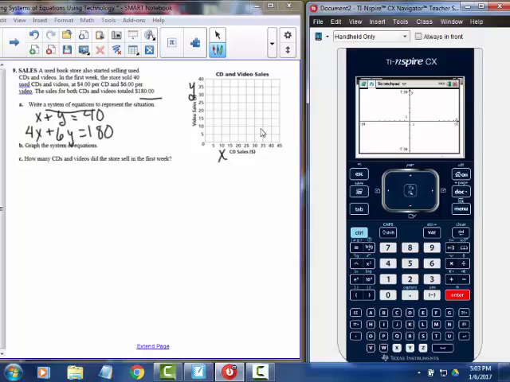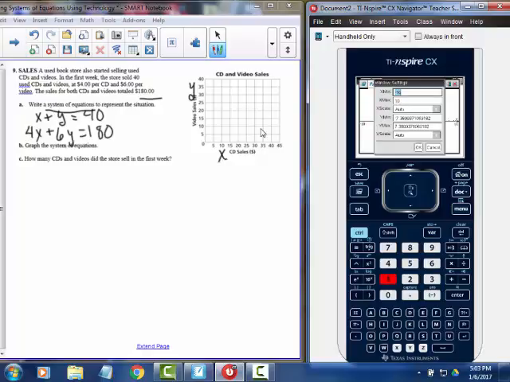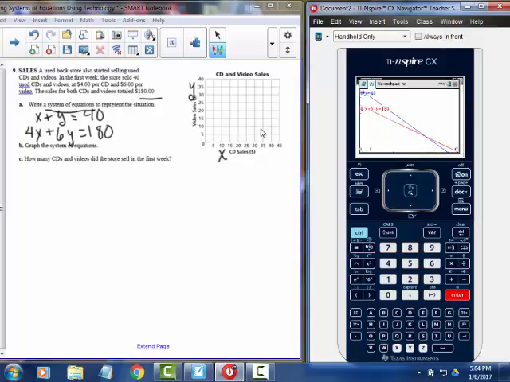Okay. Now we know we have to change the window. If you look here, our window goes from 0 to 40, and we're counting by fives, and same there. So we hit menu 4, menu 4 and 1 to change that. And so we're going from 0 to 45, and we're counting by fives. Same on our Y, 0 to 40 this time though. Still counting by fives. And we say OK. And now we can see our picture pretty well.